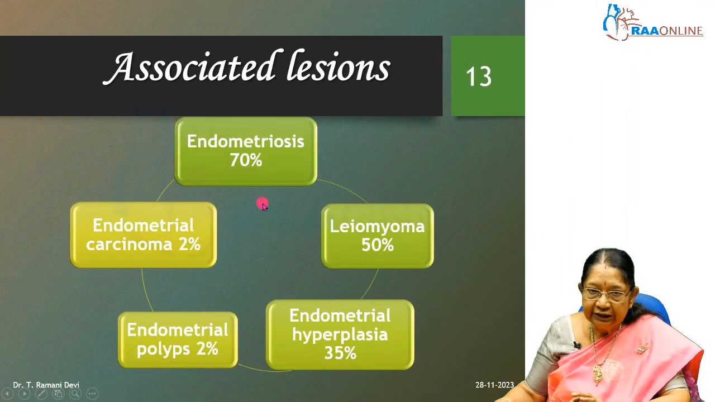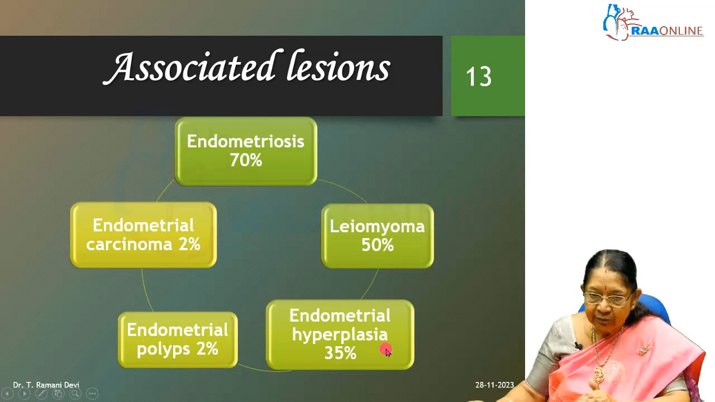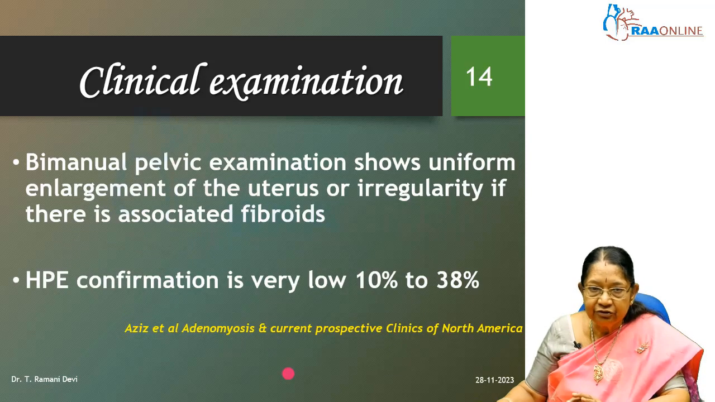The associated lesions are endometriosis, seen in 70% of adenomyosis, and leiomyoma; adenomyosis and leiomyoma can coexist in 50% of the cases. Endometrial hyperplasia is seen in 35%. Polyps are seen in 2% and endometrial carcinoma in 2%. So altogether, the basic cause is found to be hyperestrogenism.